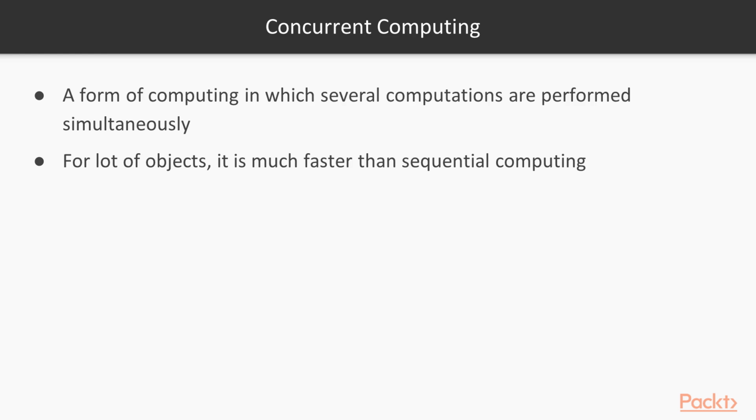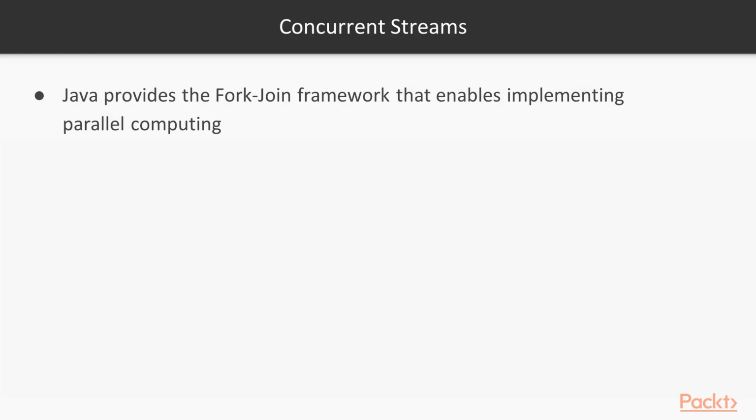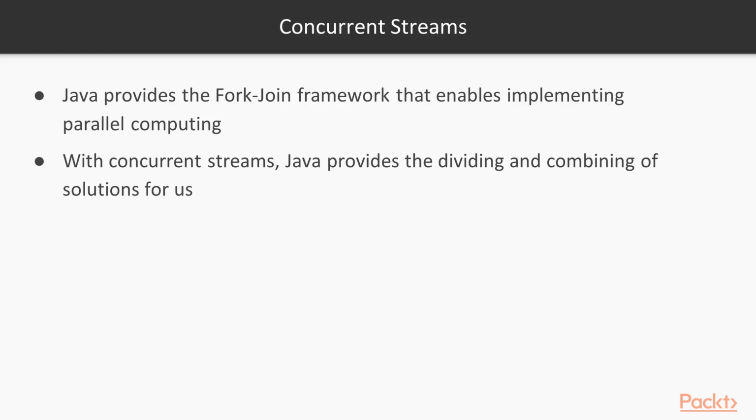faster than sequential computing. As you know, Java provides the fork-join framework, which enables us to implement parallel computing in our applications. However, with this framework, you must specify how the problems are divided. With streams and aggregate operations, such as the ones we learned about in the previous two sections, the Java runtime performs this dividing and combining of solutions for us, meaning it eases our life quite a bit.